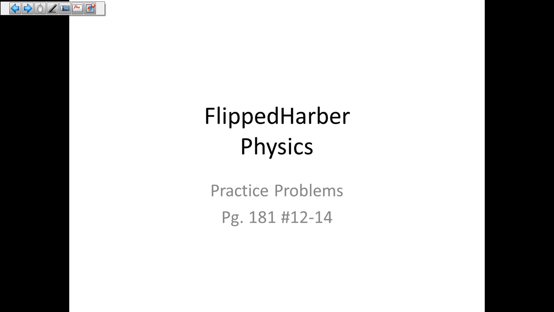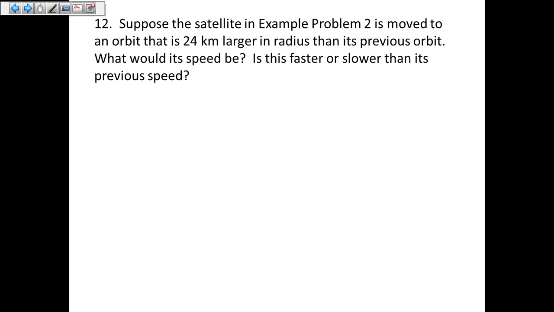In this video we'll go over the practice problems on page 181, numbers 12 through 14. In number 12 it says, suppose that the satellite in example problem 2 is moved to an orbit that is 24 kilometers larger in radius than its previous orbit. What would its speed be? Is this faster or slower than the previous speed?